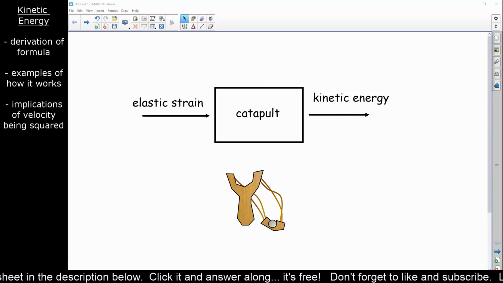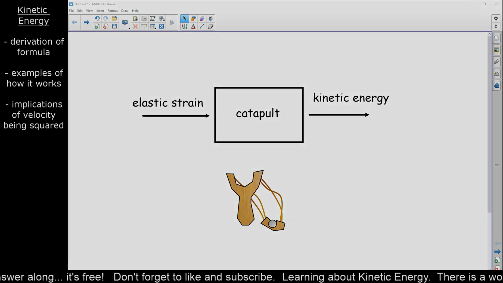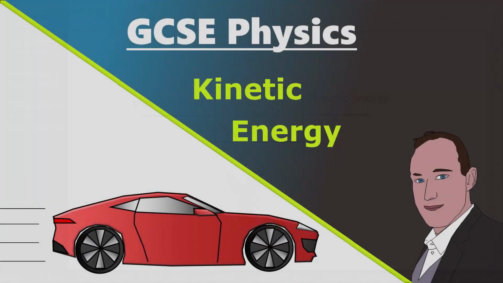This episode is about kinetic energy. We're going to look at where the equation for kinetic energy comes from, how it's related to work done, and then we're going to take a look at some examples of how it's used and some of the implications to the formula that it creates. So let's get started.